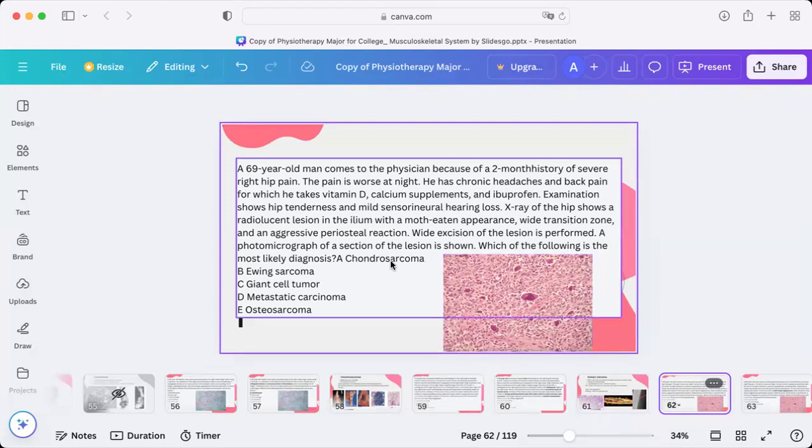Guys, if the patient didn't have cancer, based on the clinical picture, what other disease would you possibly think about that's non-cancerous? Based on his clinical picture of sensorineural hearing loss, moth-eaten appearance, the fact that he has pain worse at night, that he's a 69-year-old man, headaches, back pain, there's a specific disease that if you hear sensorineural hearing loss, you would diagnose it.